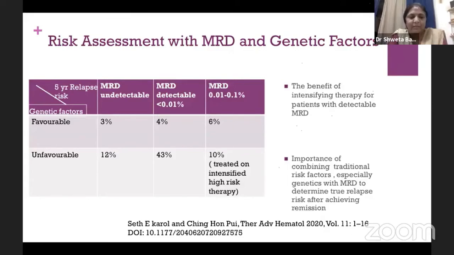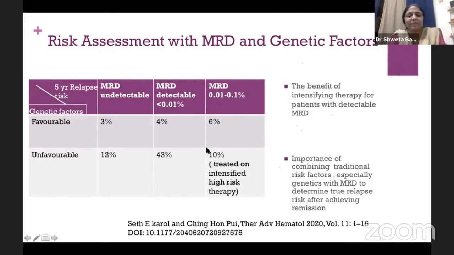But now coming to the unfavorable genetic factors. Even the patient who has MRD undetectable but has unfavorable genetic factors has almost 12% risk of relapse. And if MRD is less than 0.01% with unfavorable, the risk of relapse is almost 50%. Now, coming to the third category, where the MRD level is high with unfavorable, we see only 10% relapse, because this is a study population where they were treated with very intensified high-risk therapy based on these factors, and hence they were salvaged, and hence we did not see too much relapse in these patients.